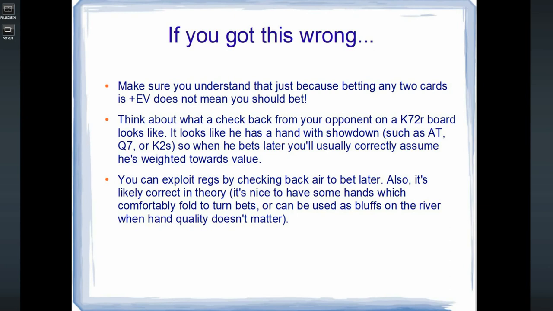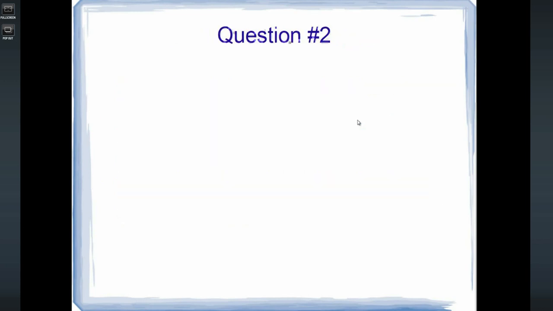It's nice to have some hands which comfortably fold to turn bets, or can be used as bluffs on the river when hand quality doesn't matter. I'll tell you right now, people that check back air in position on a King 7-2 rainbow board probably exploit me pretty well, because I don't think enough people are capable of doing that with air hands. I think most people bluff them on the flop, so if you are capable of checking back air hands on this board, it would exploit someone like me.